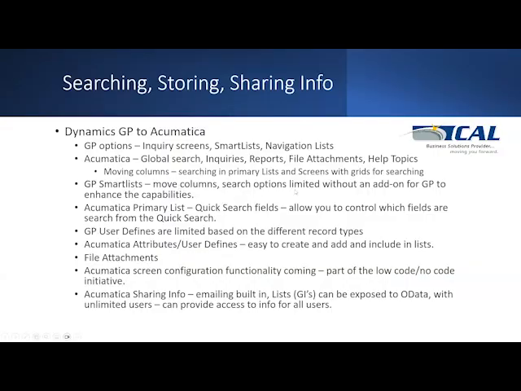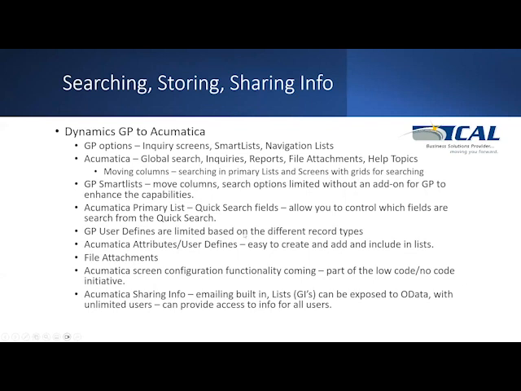So GP Smart List, again, you can move the columns, but it's limited. You have add-ons for GP that if you wanted more capabilities within your Smart List, you can add other products to GP. Smart View, Advanced Smart List, all those enhance that functionality, not limiting to the 4 search options with standard Smart List. So Acumatica's primary list has quick search fields, and you can mark which columns are searchable.